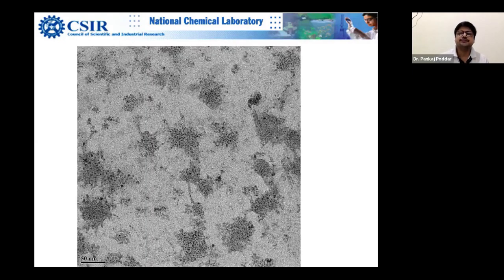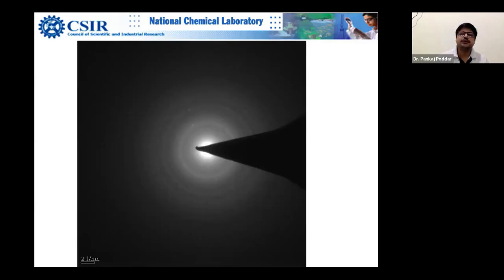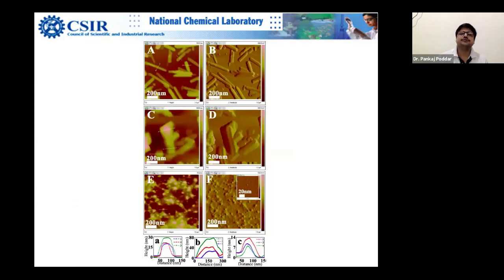So this was very motivating to us. Finally, you can see a large area image. We also used atomic force microscopy to look at the mechanistic details as a function of time.